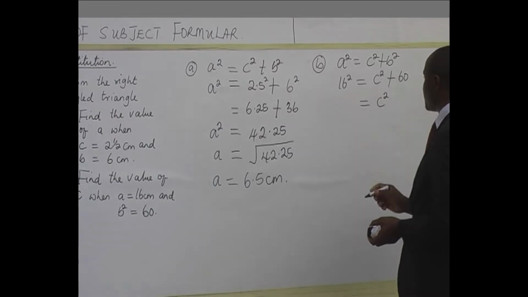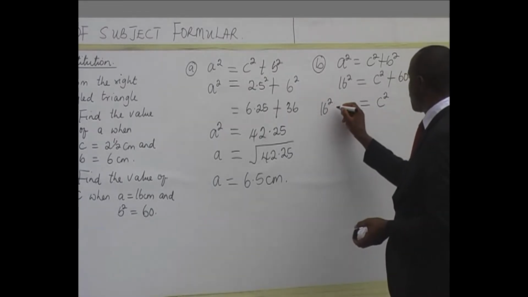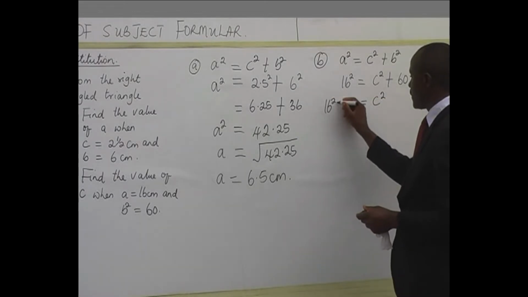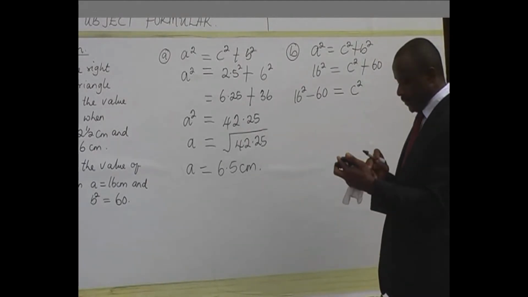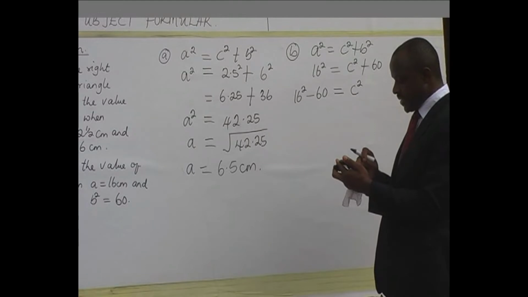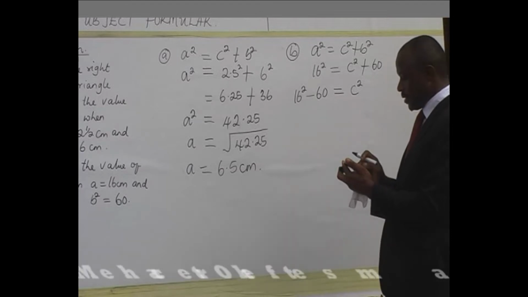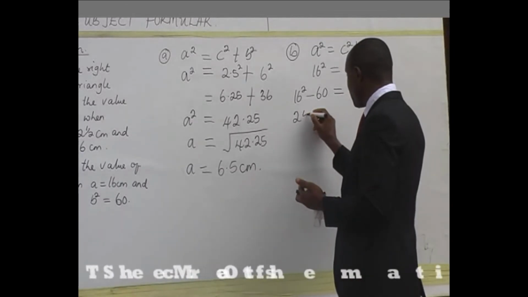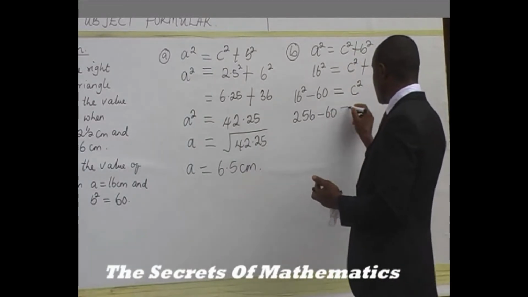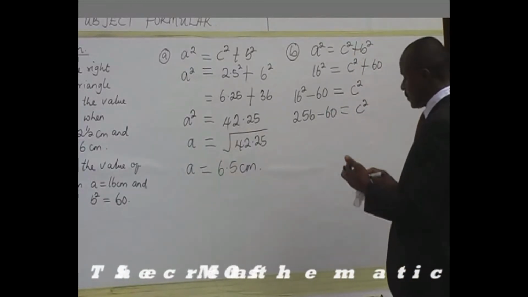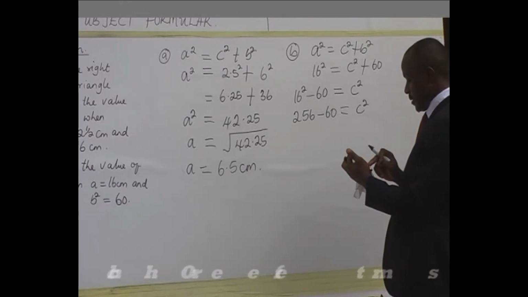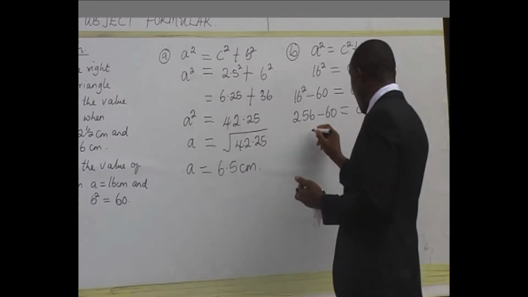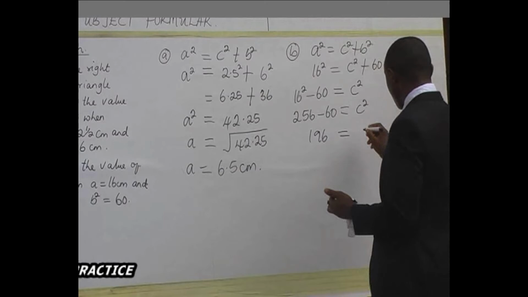So you're going to have C squared is equal to 16 squared minus 60. Now use your calculator to find the value of 16 squared. 16 squared means 16 times 16, which is 256. So we have 256 minus 60 as the value of C squared. Subtracting 60 from 256 gives 196. So we have 196 is equal to C squared.